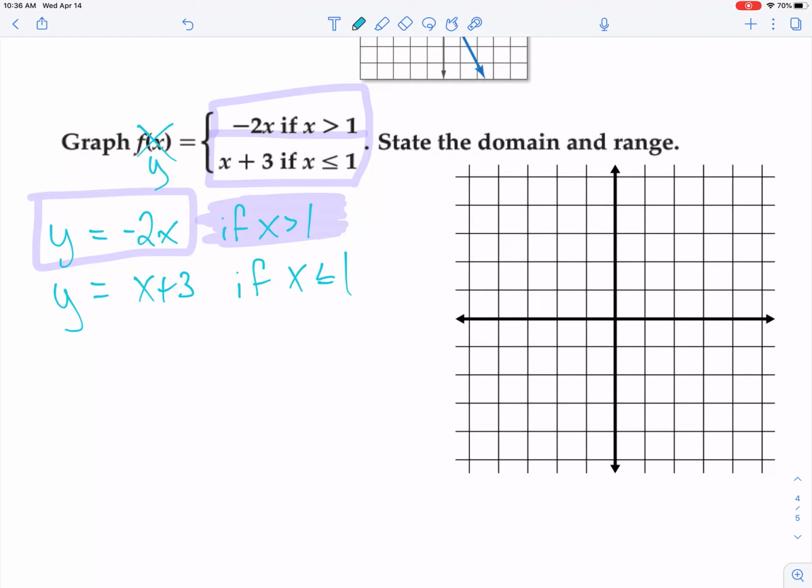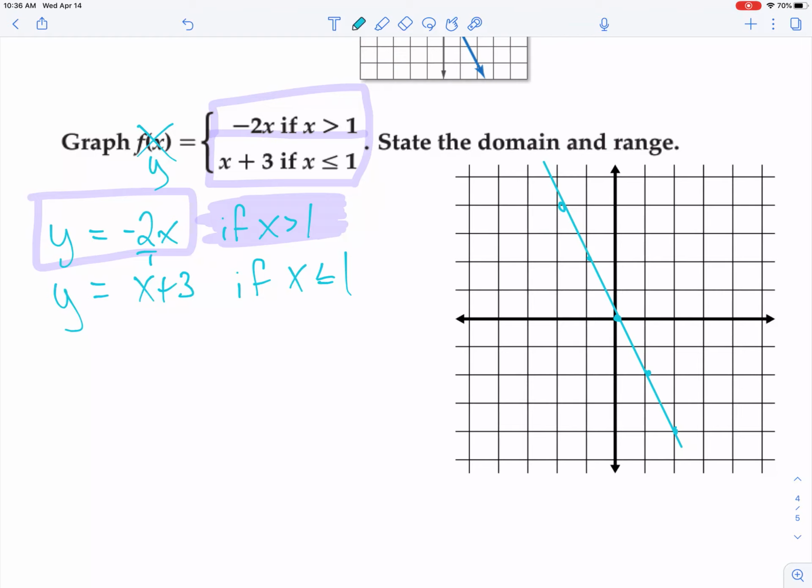But y equals negative 2x. That means my y-intercept is at 0. And then negative 2 over 1. So down 2 over 1, down 2 over 1. Going the opposite direction would be up 2, left 1, up 2, left 1. And I'm kind of thinking in my head, okay, so these are going to connect like that, kind of, sort of.